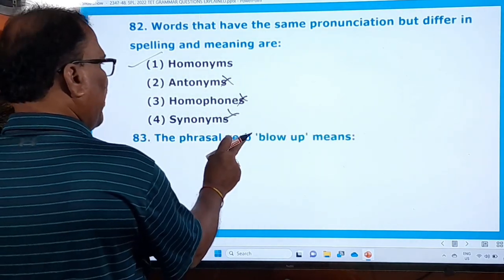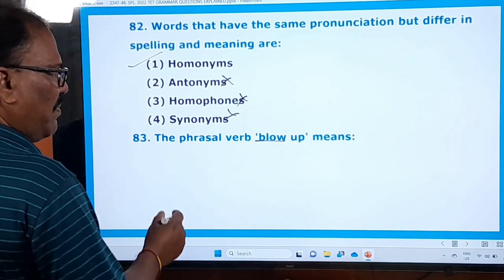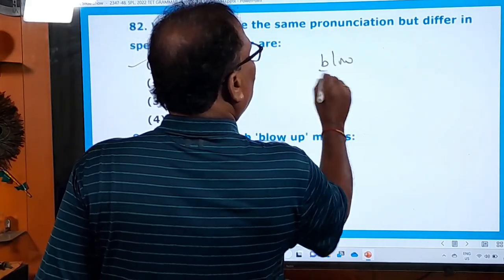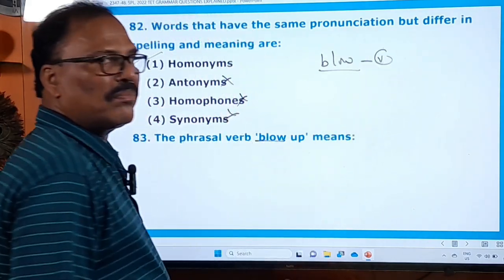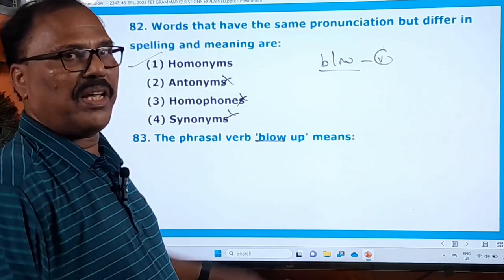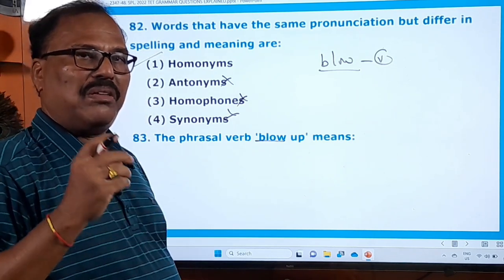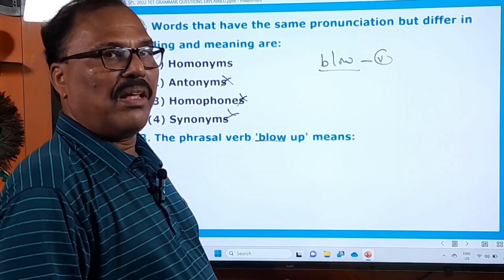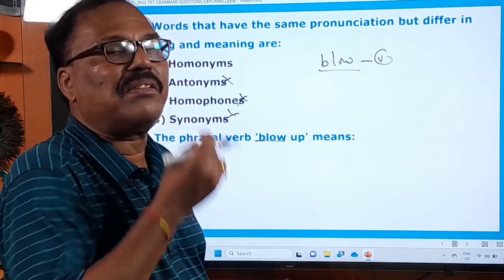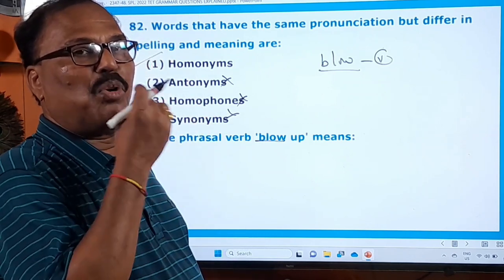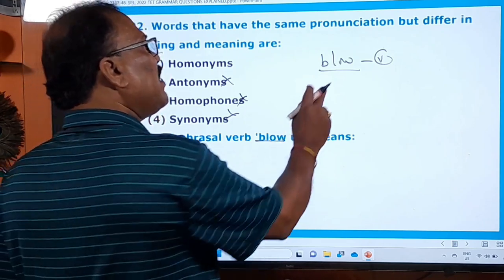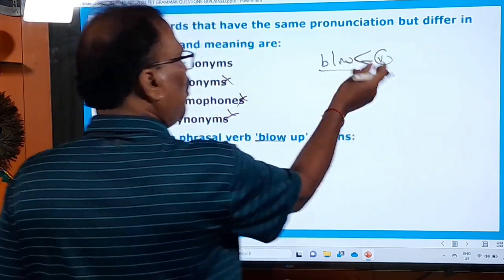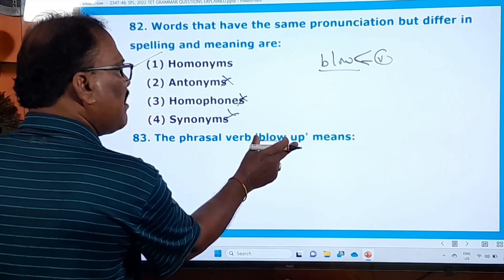The 83rd one is here. The phrasal verb blow up. Blow is a normal verb. The wind is blowing fiercely. The policeman is blowing a whistle. Blow has got two meanings: blowing the wind, blowing a whistle. So blow up is a phrasal verb.